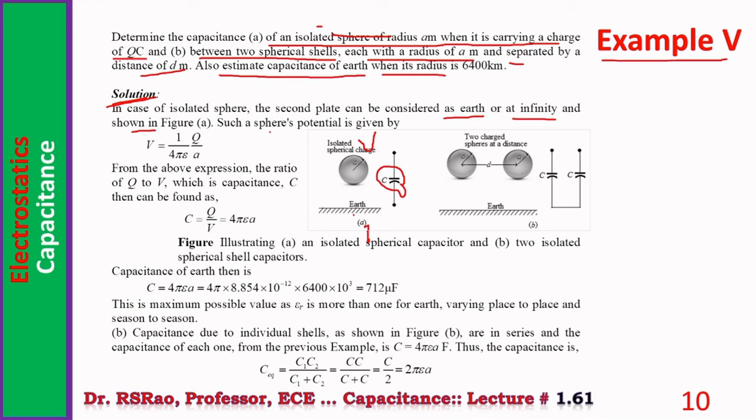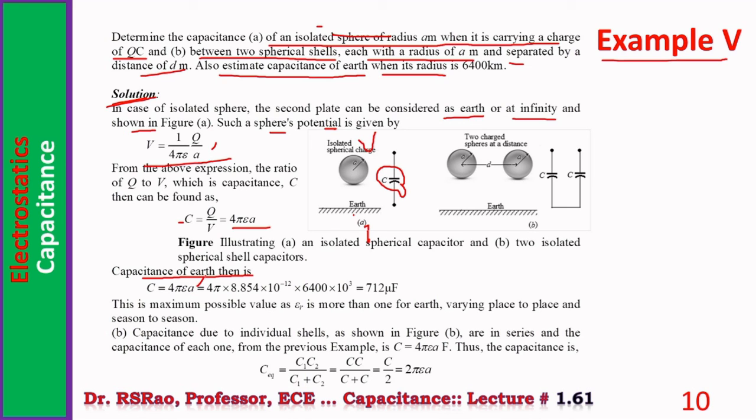For such a sphere, potential is given by this formula. V equal to 1 by 4 pi epsilon Q by A. This is standard formula. From this expression, the ratio of Q to V can be found. But ratio of Q to V is C. So C is Q to V ratio equal to 4 pi epsilon A. This is the answer for A. Capacitance of Earth then is 4 pi epsilon A.